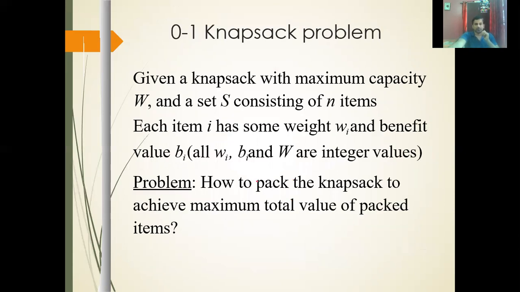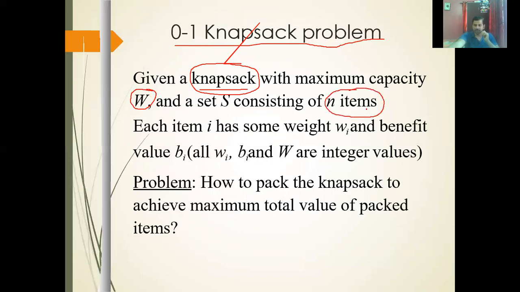Under this dynamic programming technique there are lots of problems, but we need to concentrate on the 0-1 knapsack problem. Knapsack is nothing but a bag or a container. We define the 0-1 knapsack problem like this: we are given a knapsack, a bag or container, with a capacity of W, and we will be provided with some items.